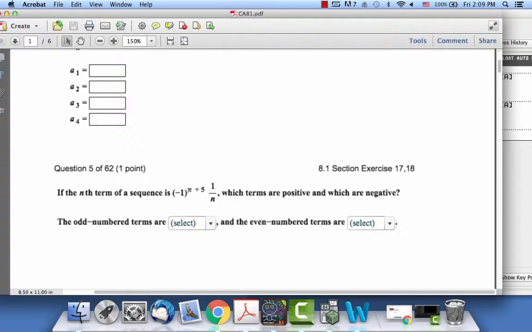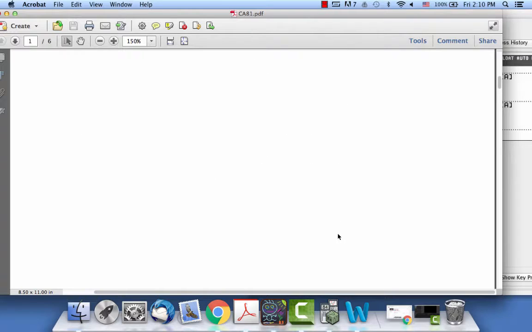negative and positive. If I put in an odd number for n, then n plus 5 is even. So the odd numbered terms end up positive in this case because of that plus 5. If I put in an even number and then add 5, now it's an odd number. So the even numbered terms end up negative in this case.